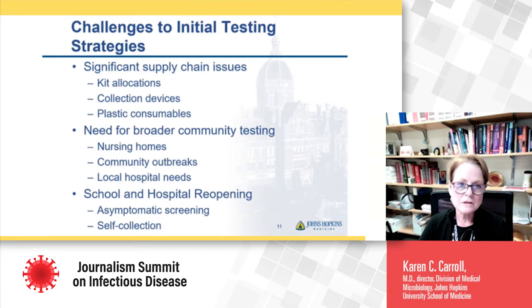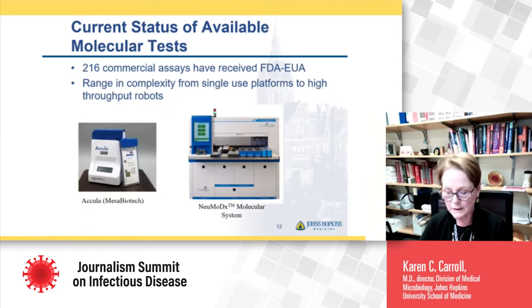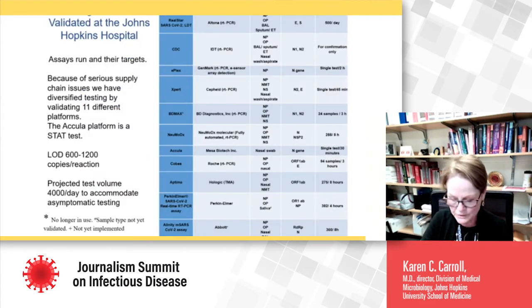And then with school and hospital reopening, the other challenge became high throughput asymptomatic screening, and then ways of trying to facilitate these high volumes by creative collection solutions, such as having people collect their own nasal swabs. So the current status of molecular tests: the FDA has given emergency use authorization to 216 industry or laboratory, hospital laboratories. They range in complexity from the single-use platforms, such as the Accula on the left, or the high-throughput NeumoDX that I showed you previously.